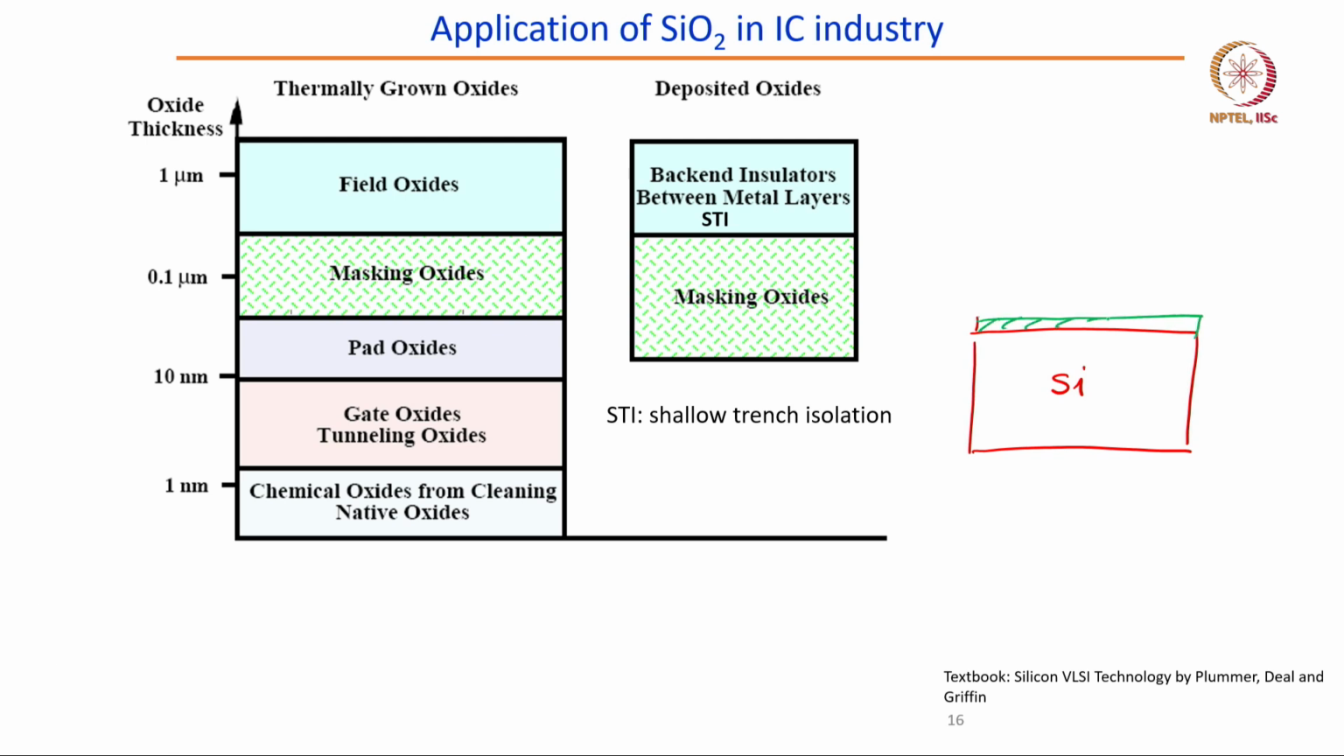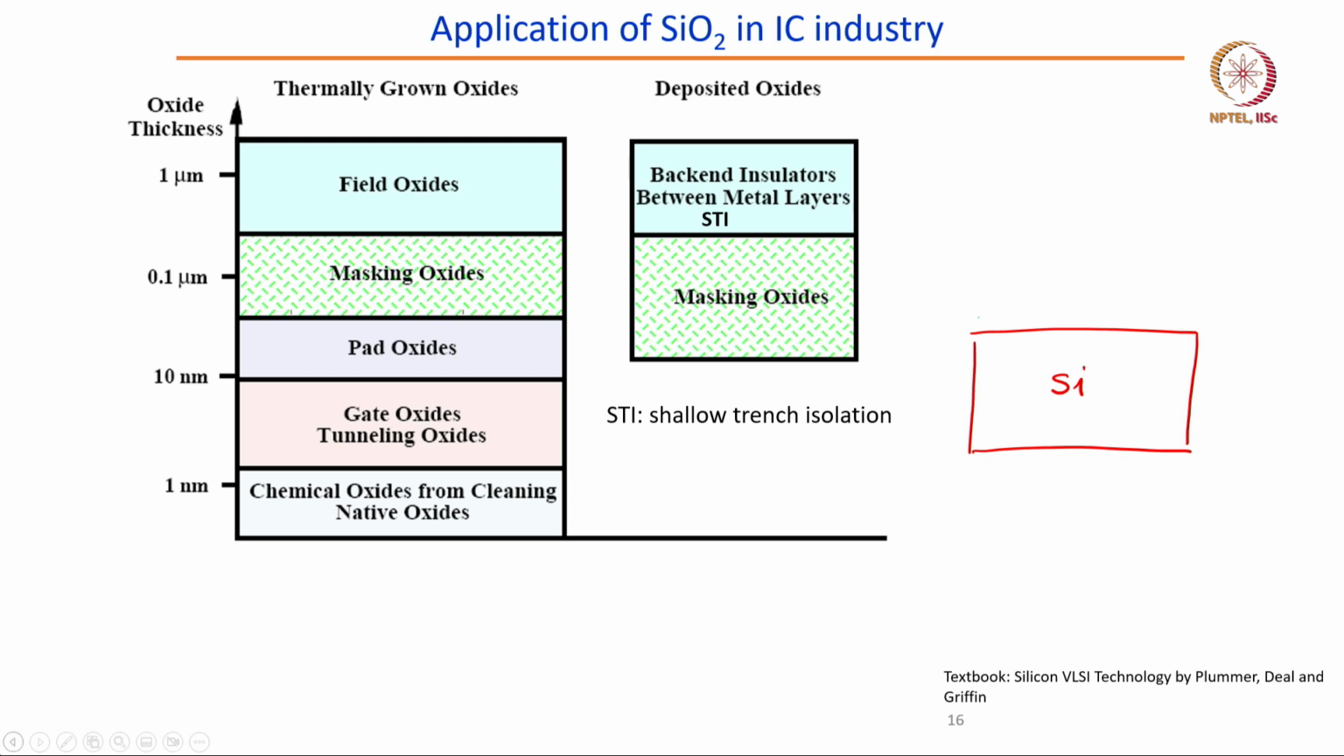and this oxide we do not want. This is formed because of the oxygen in our atmosphere. So, how do we remove this unwanted silicon dioxide, which we call native oxide? We will see that when we look at the lithography process. Then another one is masking oxides or field oxides or gate oxides.